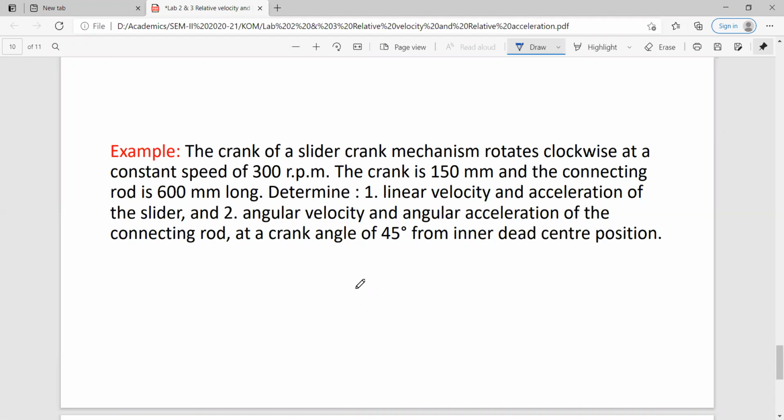Last time we saw the velocity analysis. By the same method we will do first the velocity analysis, then we will go for the acceleration analysis. So you note it down first.